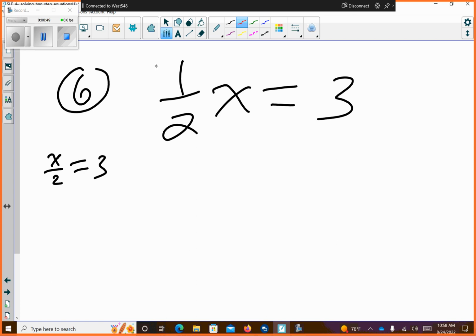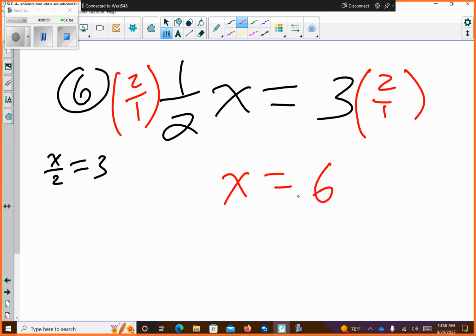But you could do one of two things. I could multiply by the reciprocal. So that's going to give me x equals 6. Or if it looked like this one, you just multiply both sides by 2. So it still works either way. It's your choice which way you want to do it. They're both 100% correct, however you see it.